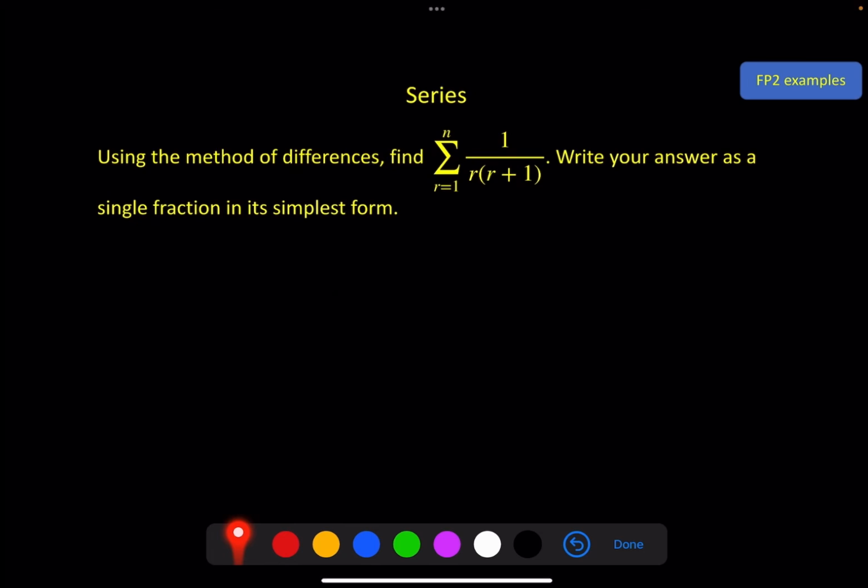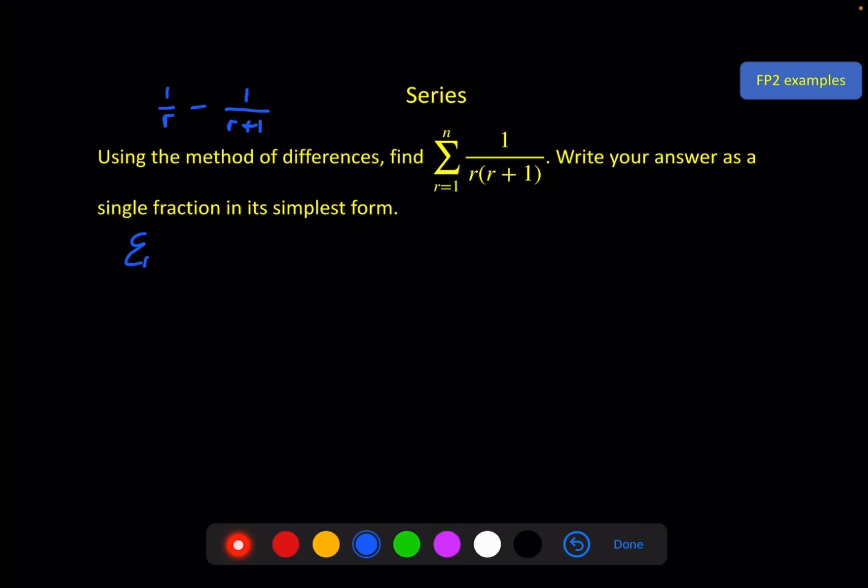Using the method of differences, find the sum of this. Write your answer as a single fraction in its simplest form. So here we've got the method specified, method of differences, but we don't have an expression that is a difference between two things. We're going to need to make this into a difference. And this is a partial fractions question. We did this at the beginning. In the starter question, we found that this becomes 1 over r minus 1 over r plus 1. So we've already done the prep work for this question.